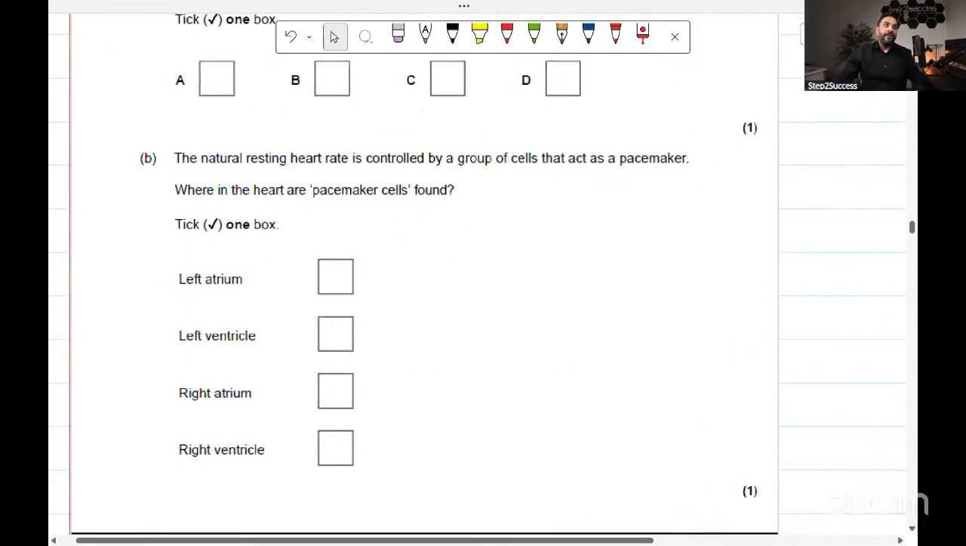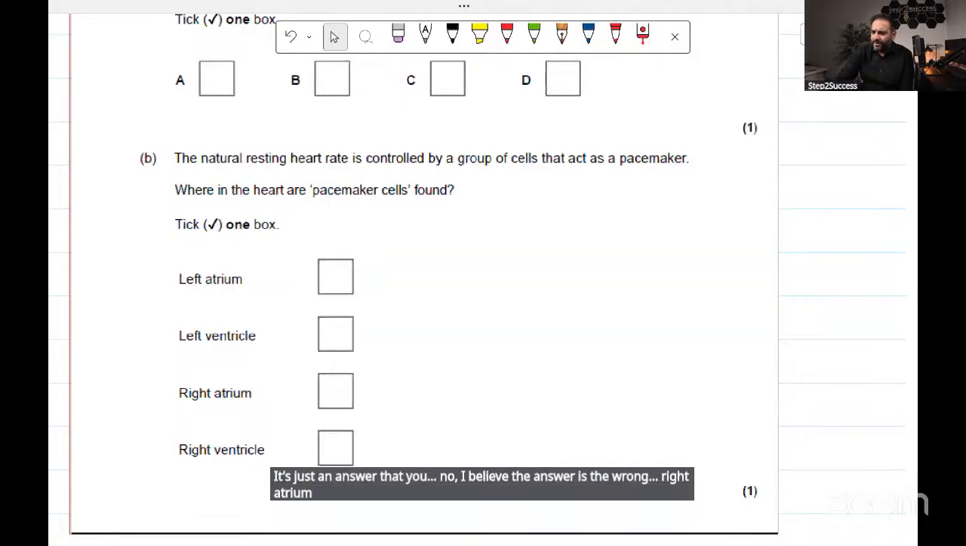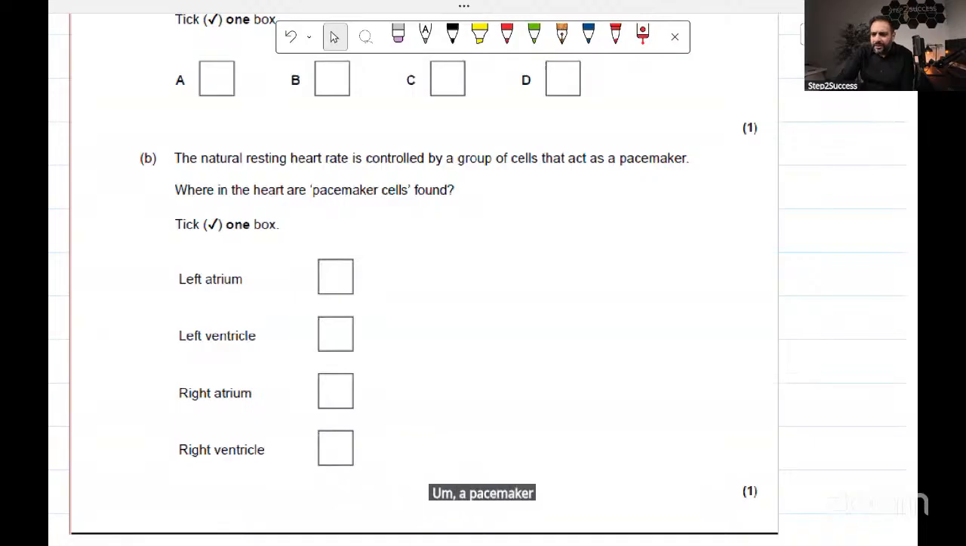I'll just tell you this. I wouldn't have mentioned it. I believe the answer is the right atrium. The right atrium is where there are these little cells called a pacemaker. Let me just make sure that is correct. I'm pretty sure it's the right atrium. It is the right atrium.